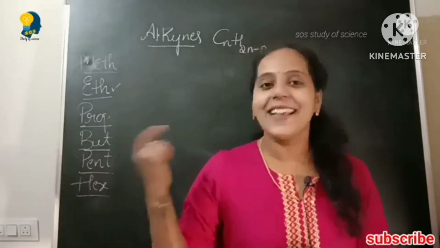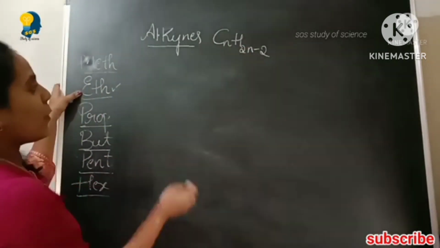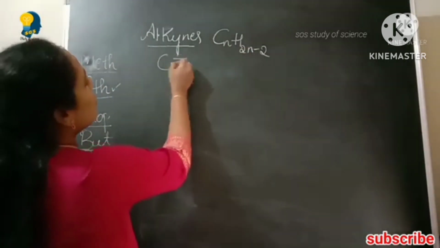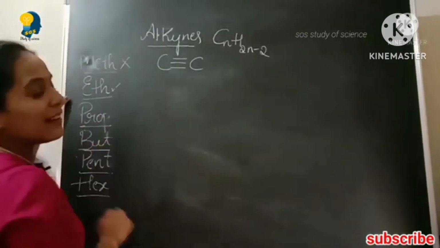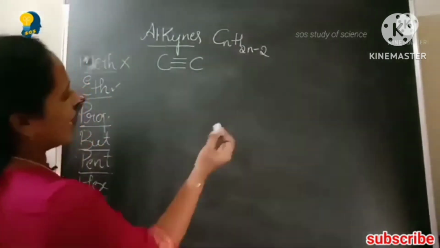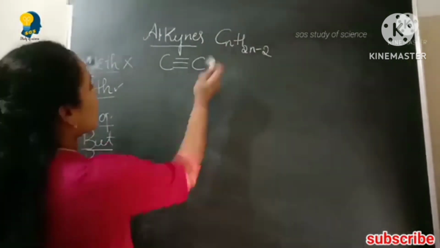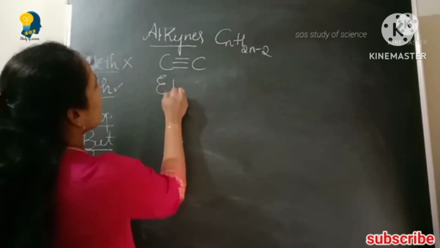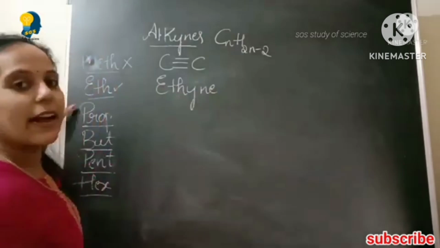Absolutely correct. It is eth. The first member under alkyne is eth because it also needs a minimum of 2 carbon atoms to create the bond. So there is no methyne under alkynes. So ethyne. n is equal to 2 because eth is nothing but 2. The name is eth plus yne, which is ethyne.